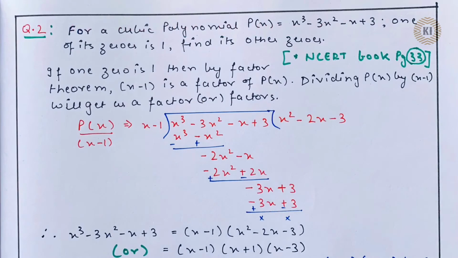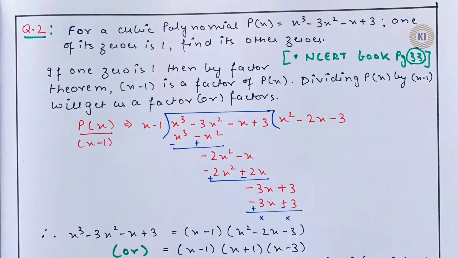Now let us discuss one question here, so that this division algorithm for polynomials becomes clear. For a cubic polynomial p(x) = x cube minus 3x square minus x plus 3, one of its zeros is 1. One zero is given in the question as 1. Find the other zeros. This is exactly from the NCERT book, page number 33. It is solved there. I have written it just to make you understand the division algorithm concept.